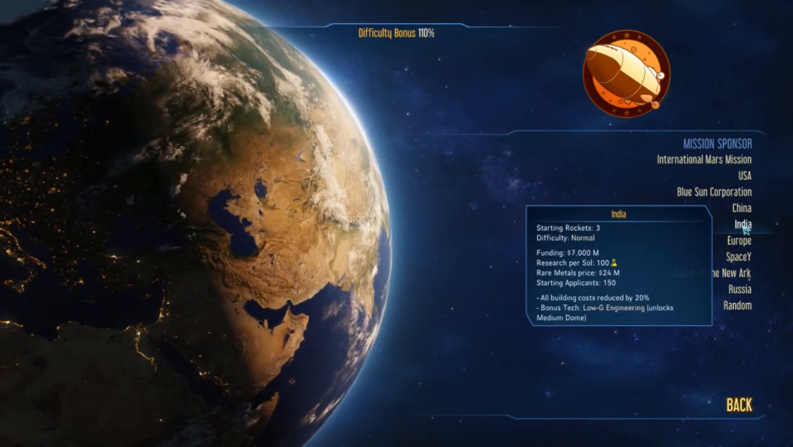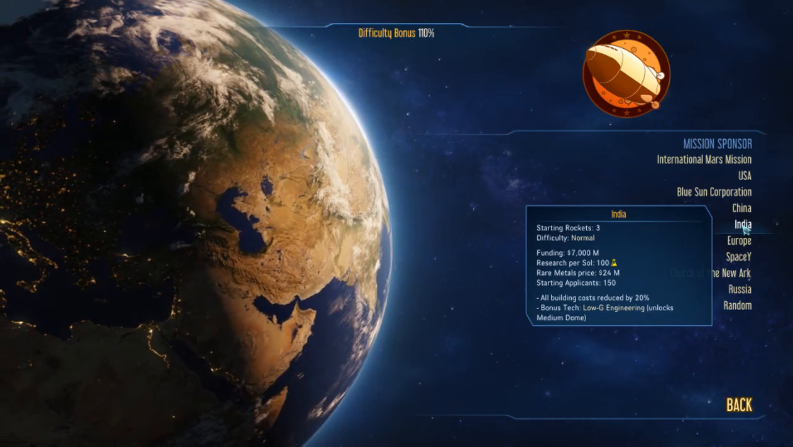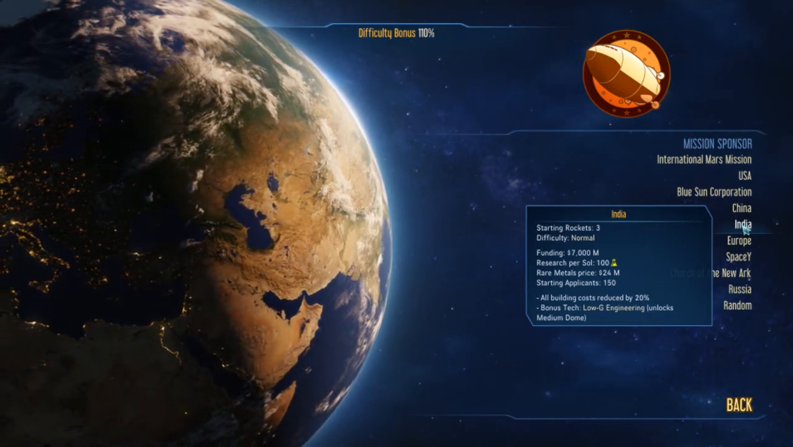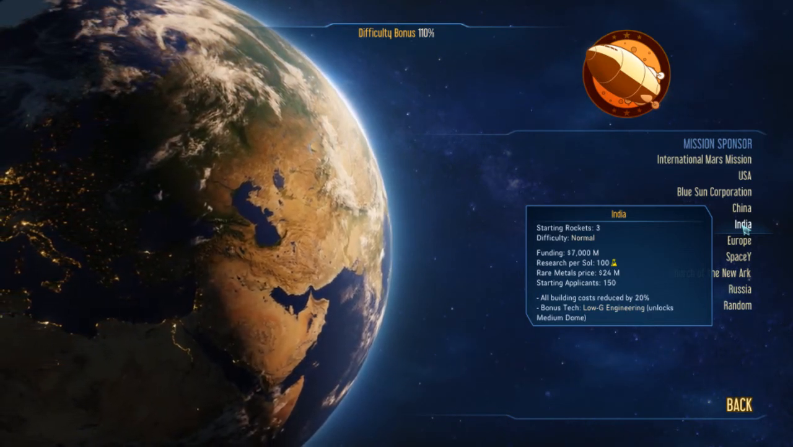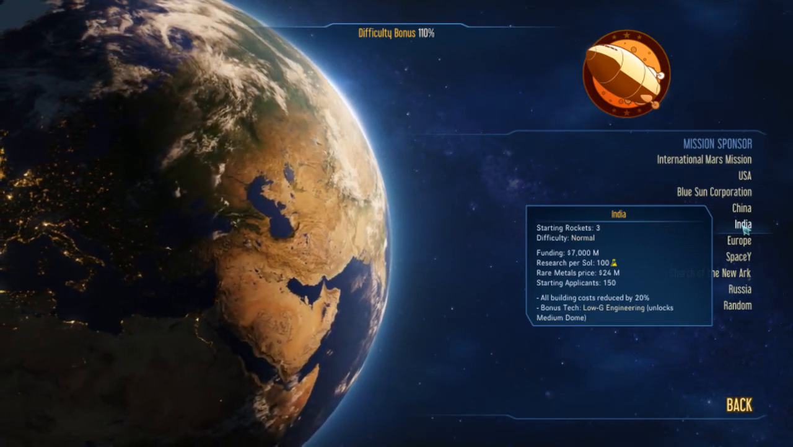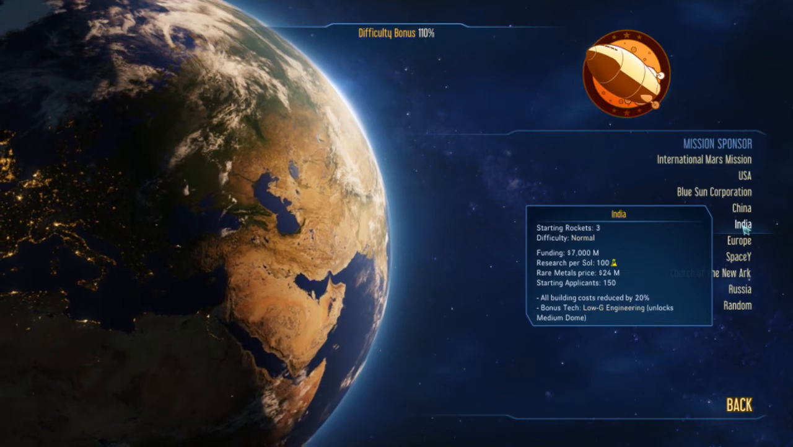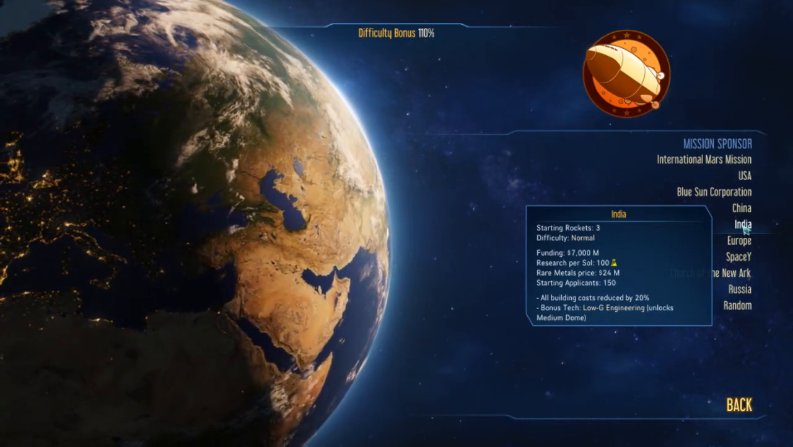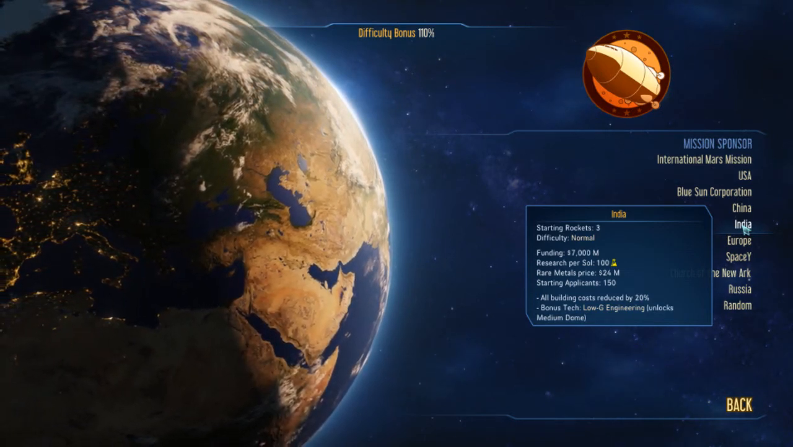India, I actually really like India's bonuses here. They start off with 3 rockets, which is quite good. They start off with $7 billion in funding, which is pretty good. Their research per soul is low at 100. Their rare metal price is a little bit lower at $24 million per unit, and their starting applicants is pretty high at 150. They do, however, have 2 unique things going for them.